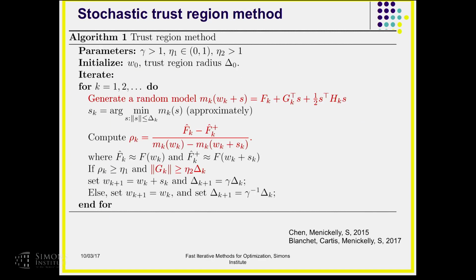So basically, what happens now? We have a stochastic method, which works like this. It's the same thing. It's the same trust region method. Here, the model is assumed to be random. So all these quantities can be random. You, again, go and minimize this model with respect to the trust region.